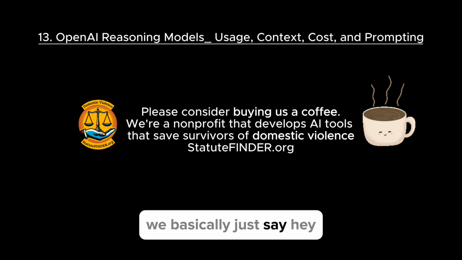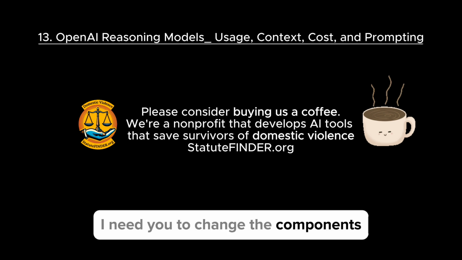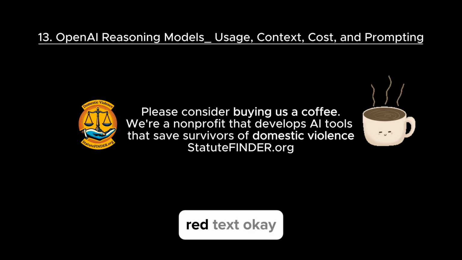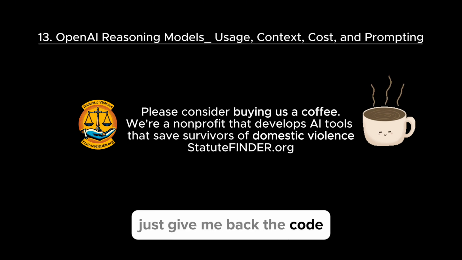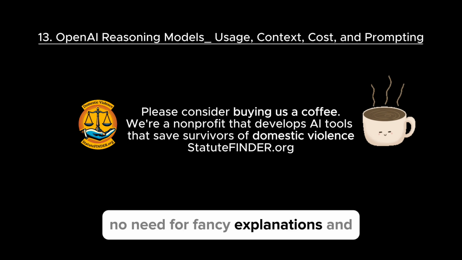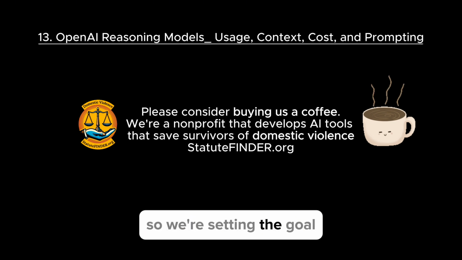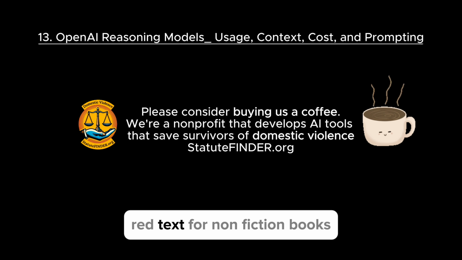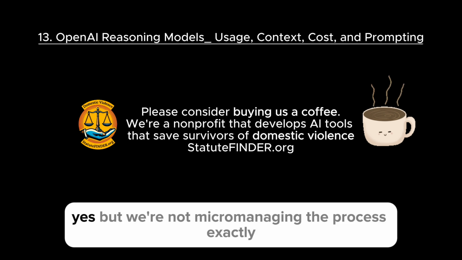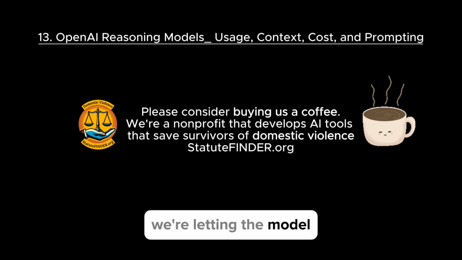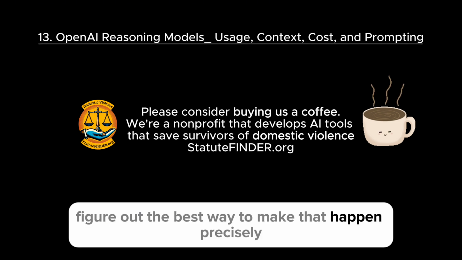We basically just say, hey, I need you to change the component so that all the nonfiction books have red text. Just give me back the code, no need for fancy explanations, and keep the lines under 80 characters. So we're setting the goal, red text for nonfiction books. Yes. But we're not micromanaging the process. Exactly. We're letting the model figure out the best way to make that happen.